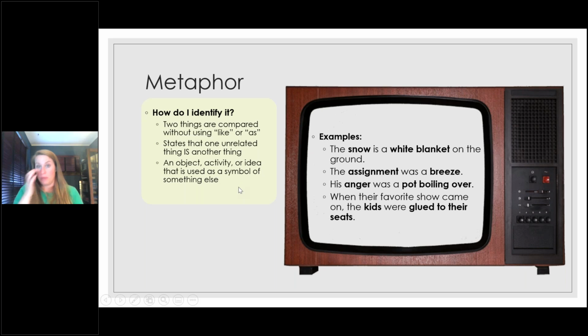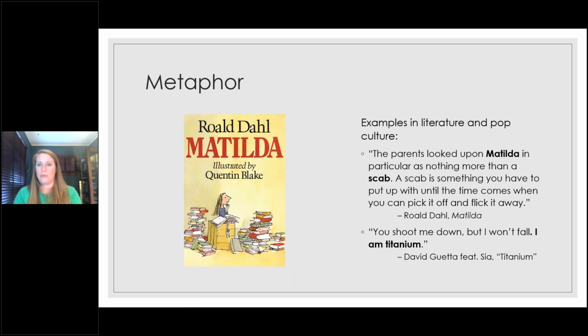So in real life, some examples that we can look for with metaphors, a book that I absolutely loved and also movie, the Roald Dahl story Matilda, there's this passage that I think is really powerful. So it says, "The parents looked upon Matilda in particular as nothing more than a scab." A scab is something you have to put up with until the time comes when you can pick it off and flick it away. So are scabs typically something that we like? Not really. And it gives this impression, they could have just said the parents didn't really like Matilda that much.